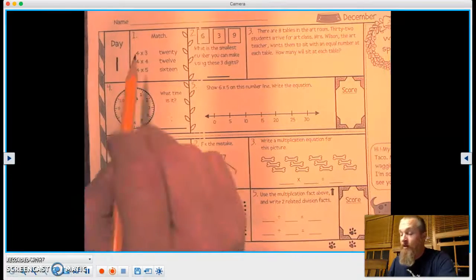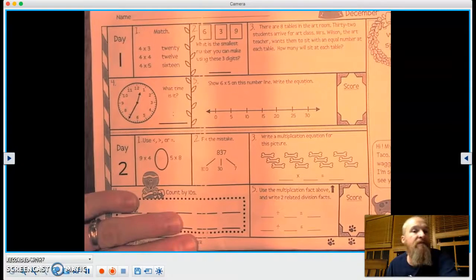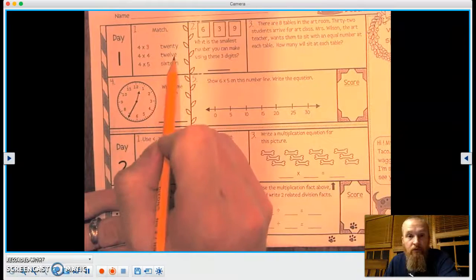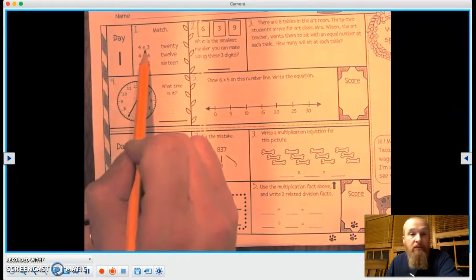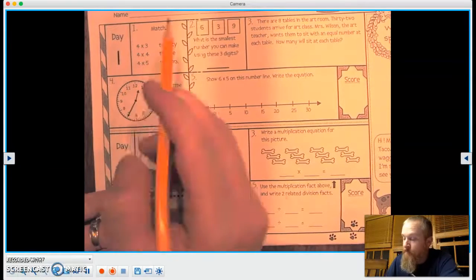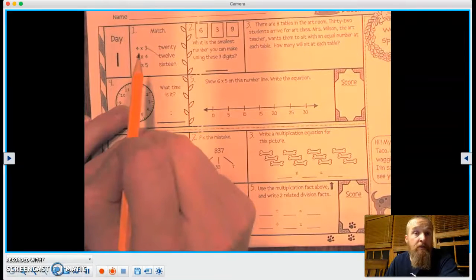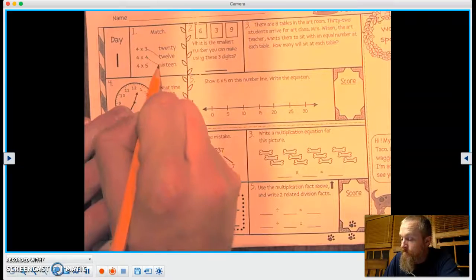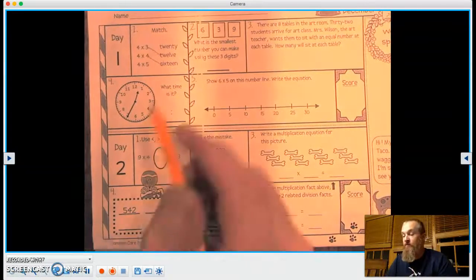So, problem number one says match. We have 4 times 3, 4 times 4, and 4 times 5. We have 20, 12, and 16. Well, 4 times 3: 4 threes, 3, 6, 9, 12. 4 fours: 4, 8, 12, 16. And 4 fives: 5, 10, 15, 20.